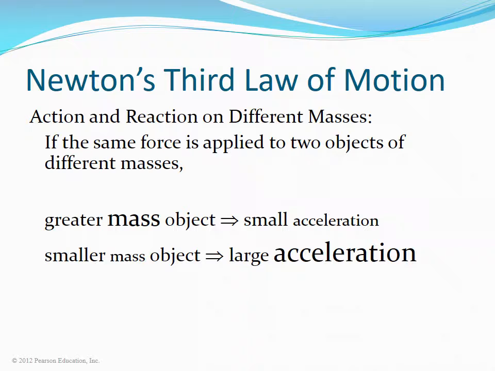Since the action and reaction pairs always are applied to different objects, the two objects may not have the same mass. This means that the consequences are different for the two objects. The object with the greater mass will have a smaller acceleration. The object with the smaller mass will have a larger acceleration.